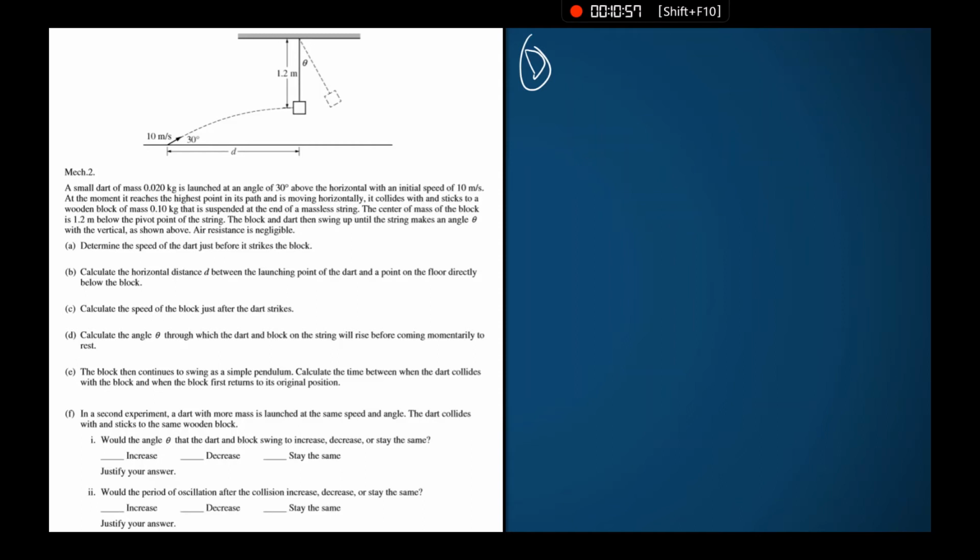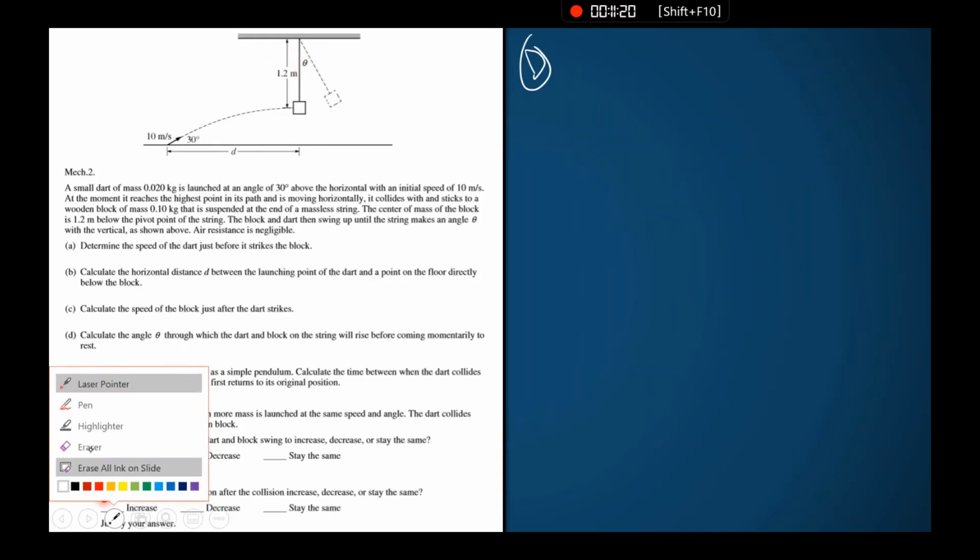Okay, not quite, but we're going to have some kinetic energy at the start. All that kinetic energy will convert to potential energy when we're at the top of this arc here, right? If we know what the potential energy is, we can figure out what that change in height would be. And then we can use that change in height to figure out what the angle is.